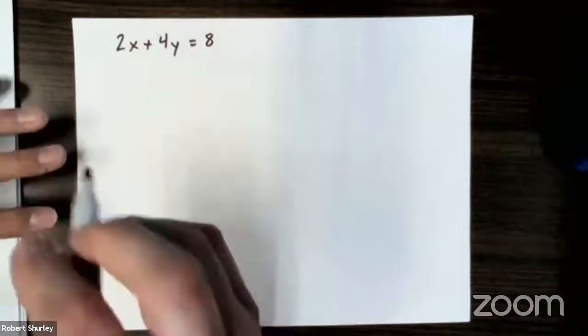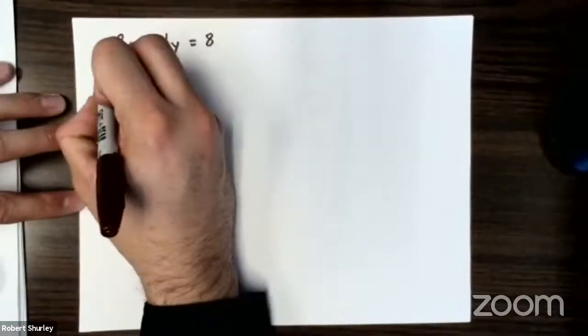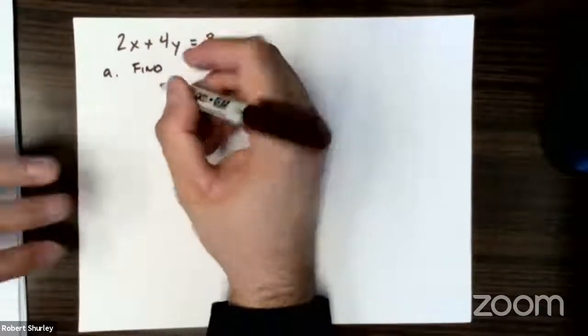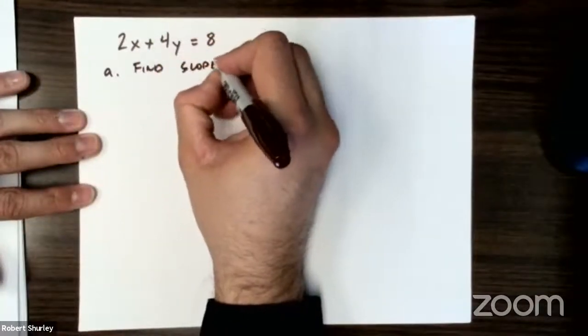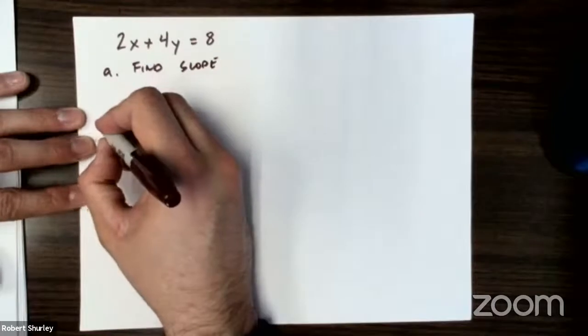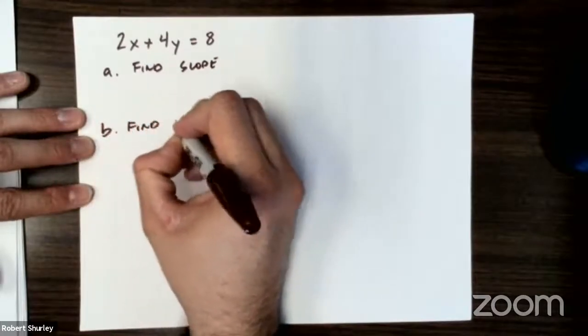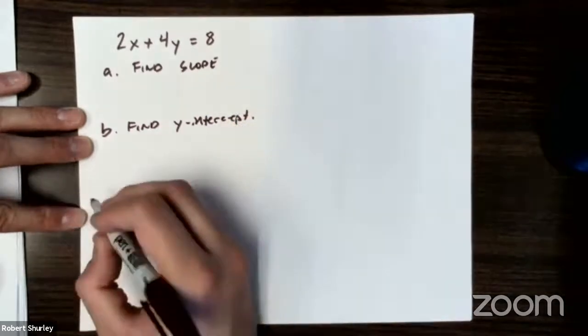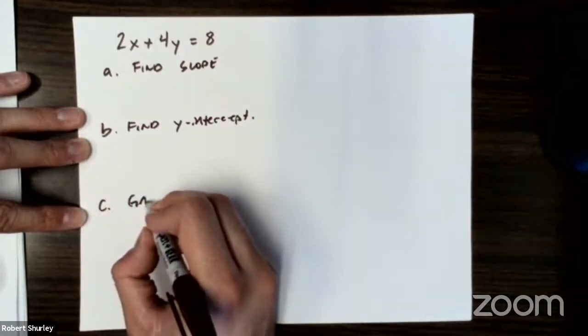2x plus 4y equals 8. Now, here's what I want you to do. For part A, find the slope. And B, I want you to find the y-intercept. We're going to do this one together, actually. And then for part C, I want you to graph it.